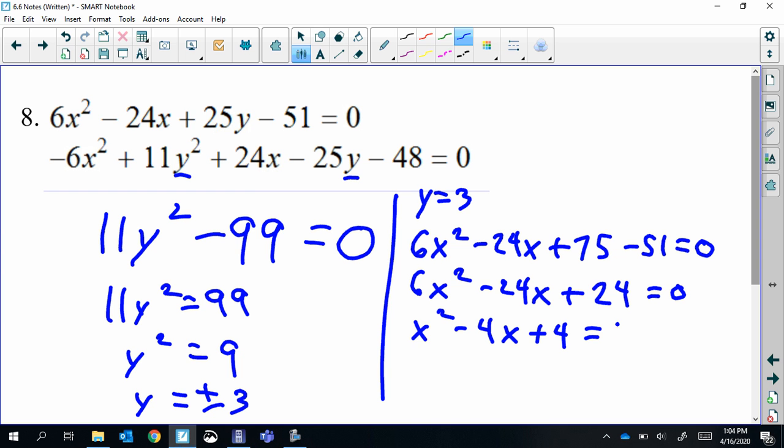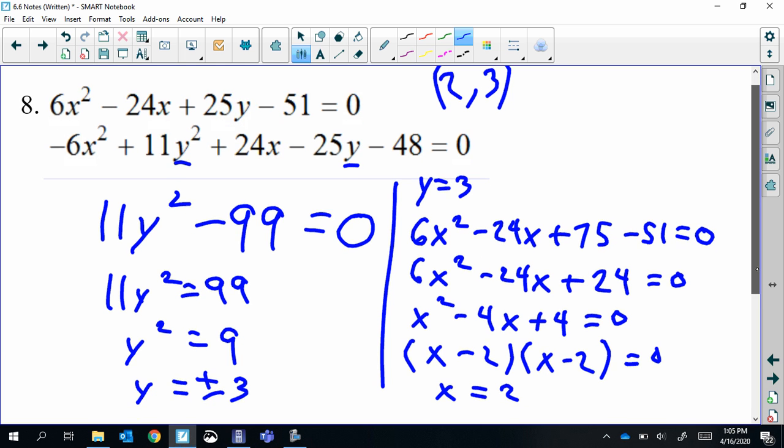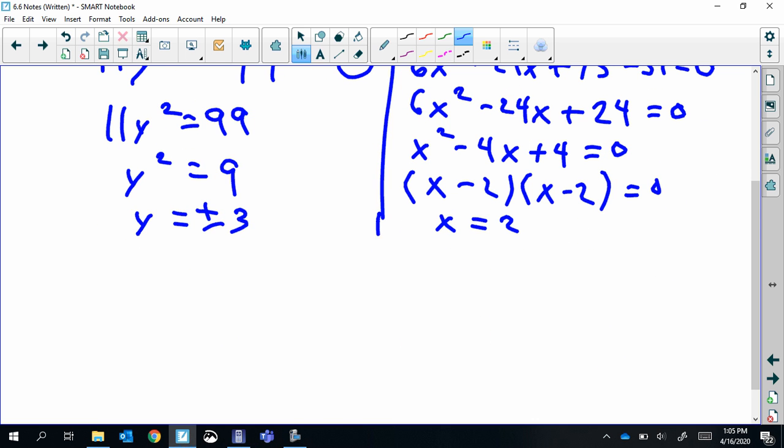And now this is pretty easy to factor. Multiply to be 4, add to be negative 4, that's negative 2 and negative 2. So we get x equals 2 and then x equals 2 again. So it's only one ordered pair. X equals 2, y equals 3. So that was from y equals positive 3. Now we need to plug in y equals negative 3.